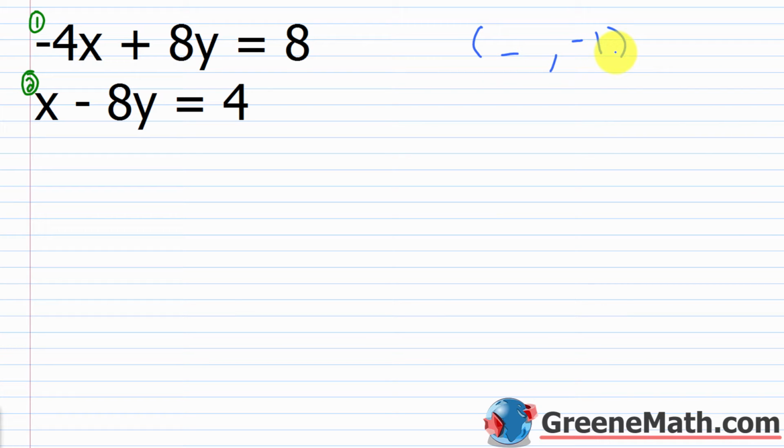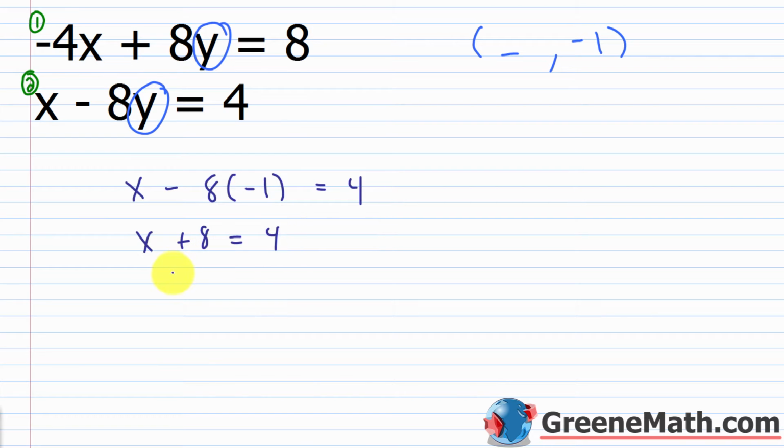Since negative 1 is the solution for y in my system, the y here would be negative 1, and the y here would be negative 1 as well. So I can plug a negative 1 in for y in either original equation. Let's go ahead and use equation number 2, because that one looks easier. So we have x minus 8 times negative 1, just plugging that in for y. This equals 4. So x, negative 8 times negative 1 is 8. This equals 4. So I would subtract 8 away from each side of the equation. This would cancel, and I'll have x is equal to 4 minus 8, which is negative 4.